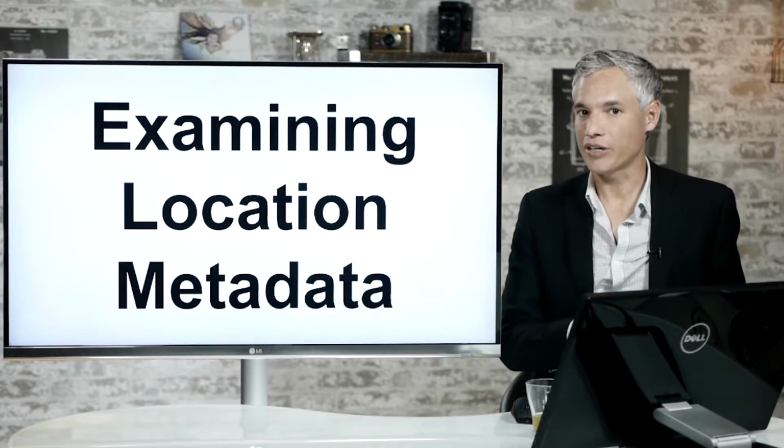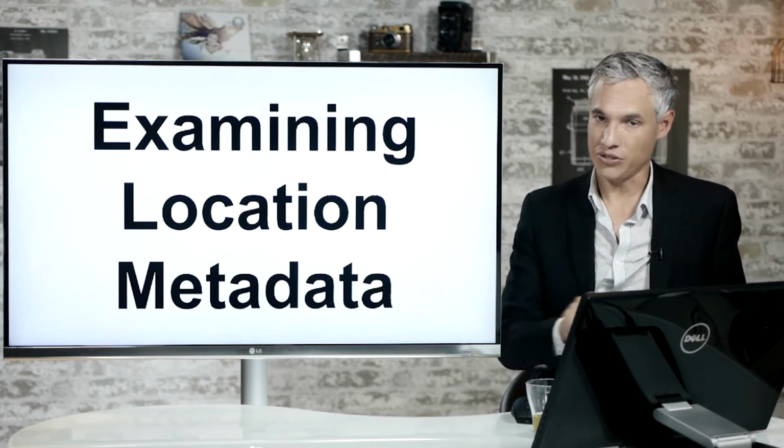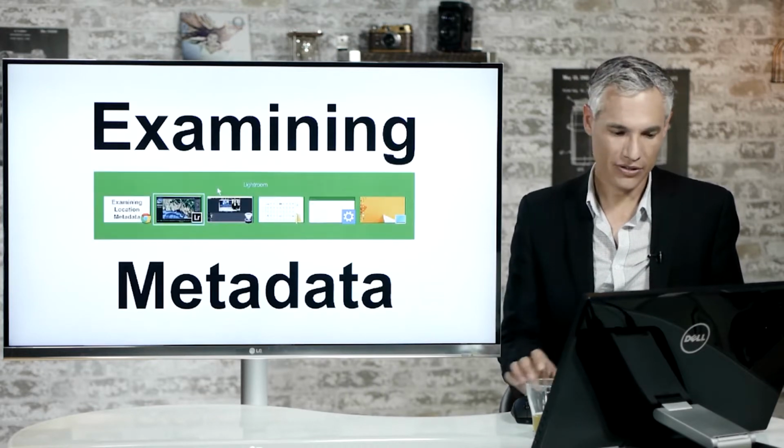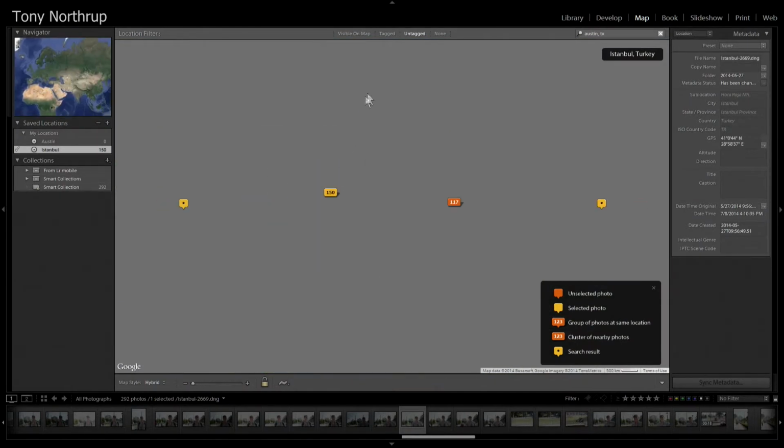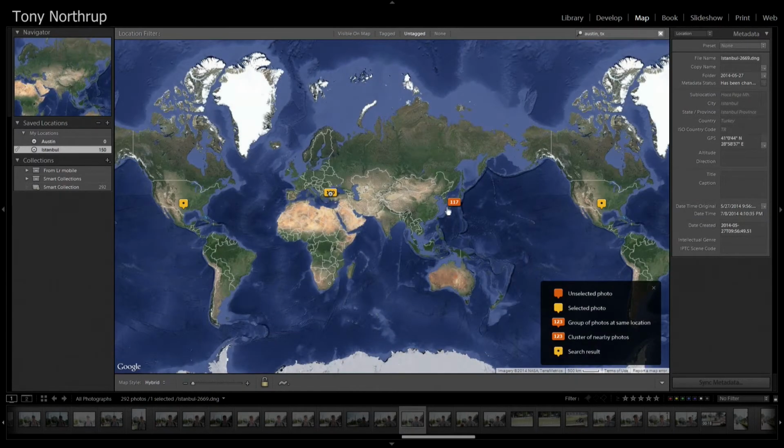Let's take a quick look at what location metadata looks like in Lightroom. So let's jump back into Lightroom, and I'll just zoom back. I want to find my Japan pictures that have actually been tagged. There we go.